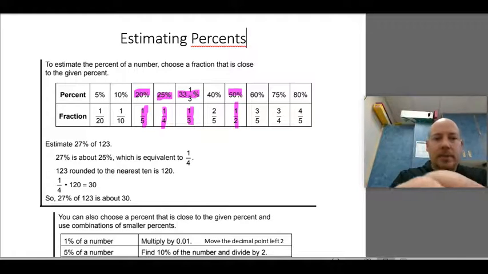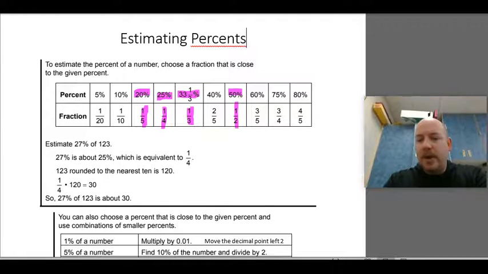So when we want to estimate, first we're going to do some rounding to make numbers work together, right? Sometimes when we learn rounding, we learn round to the nearest. With percents, we round to the nicest, meaning numbers that are going to work well together. So let's look at the example here. It says estimate 27% of 123. As I'm looking at my list, 27% I know is really close to 25%. So I'm going to use 1/4 as my estimate for 27%. We're just looking for a fraction that's close to that. So 27 is about 25%, which is equivalent to 1/4, right?